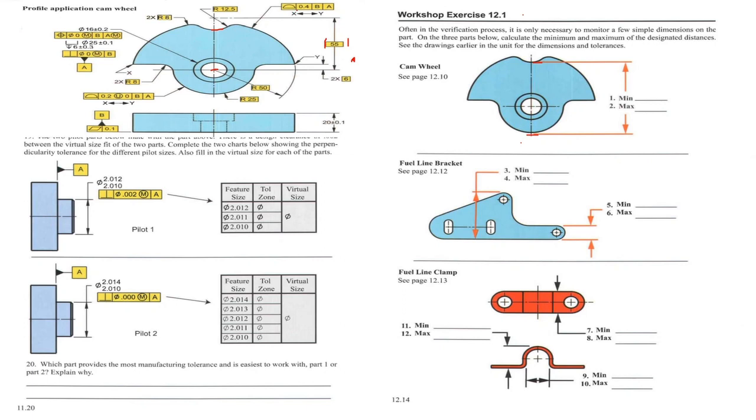And then the profile tolerance is given here, which is 0.4 with datum B and A. So we will subtract 0.2 from 42.5 to get the minimum value from here to the center point. So 42.5 minus 0.2 gives us 42.3.